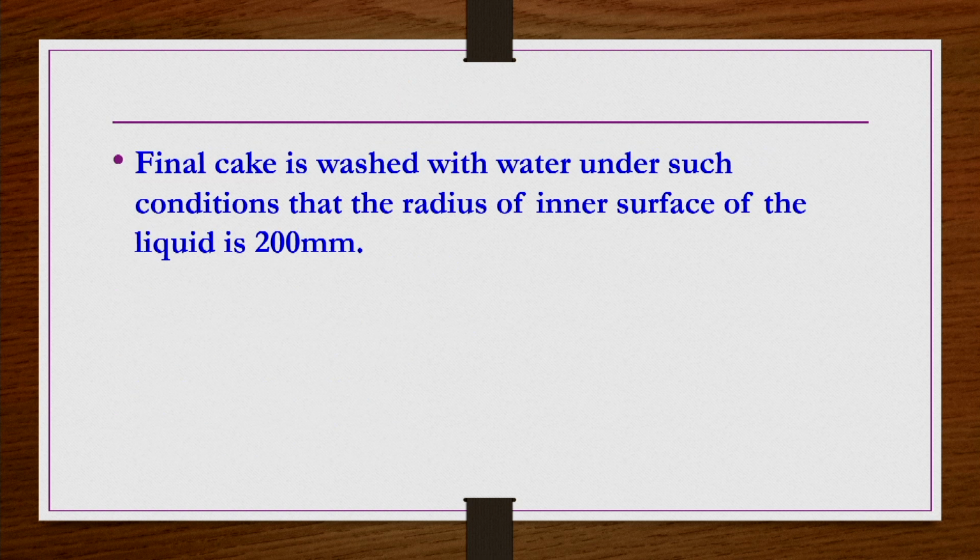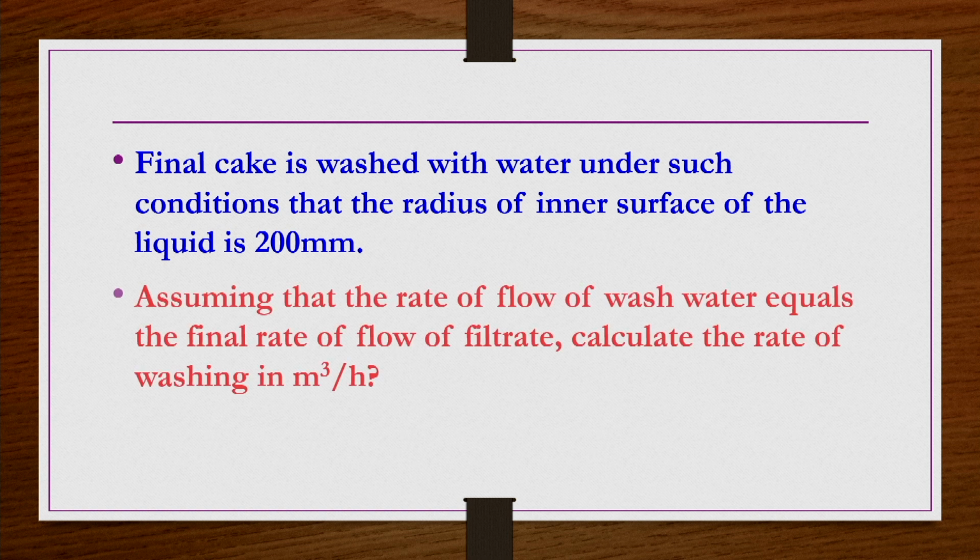Then the final cake is washed with water under such conditions that the radius of the inner surface of the liquid is 200 mm. So that is R1 is 200 mm, that is also given. Then, assuming that the rate of flow of wash water equals the final rate of flow of filtrate, calculate the rate of washing in meter cube per hour.